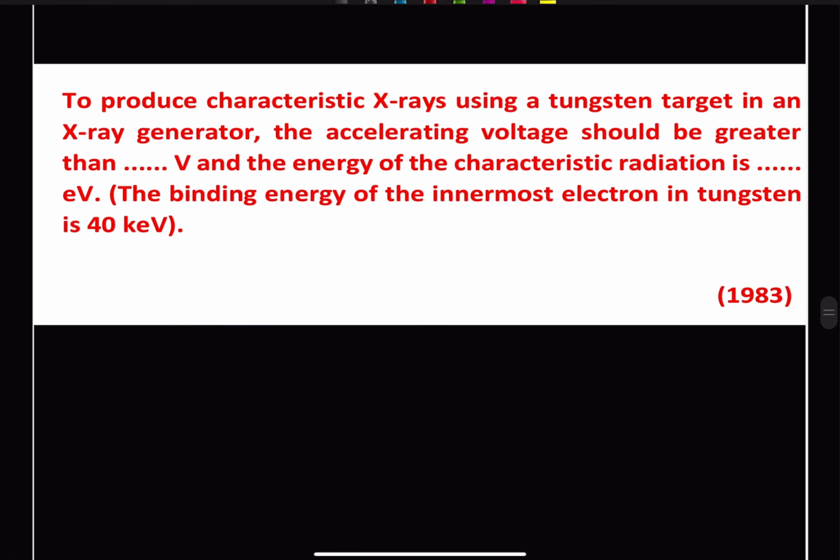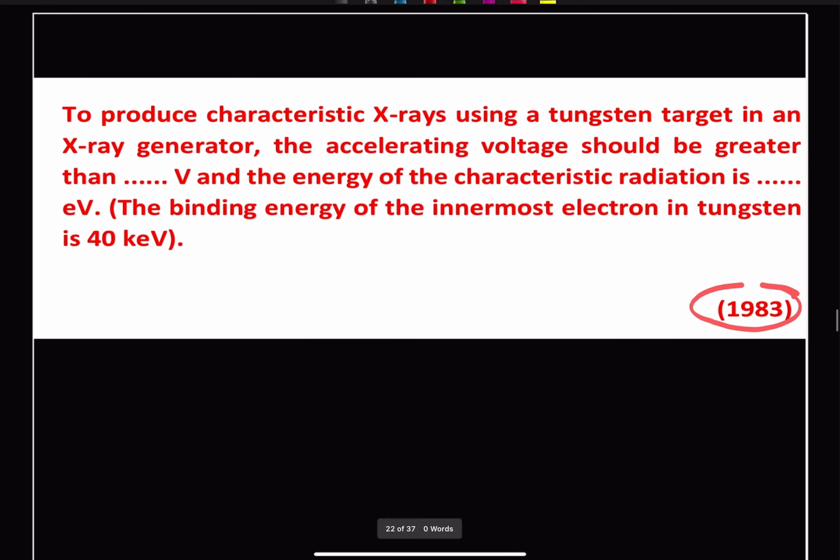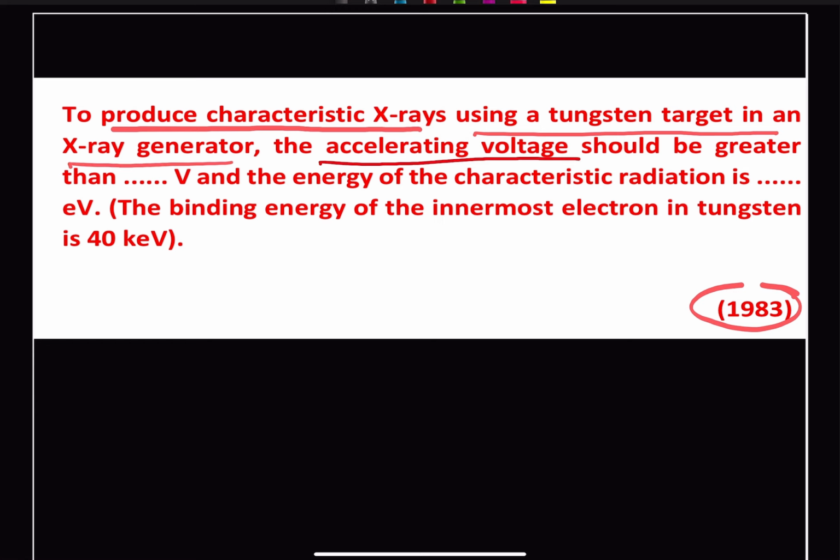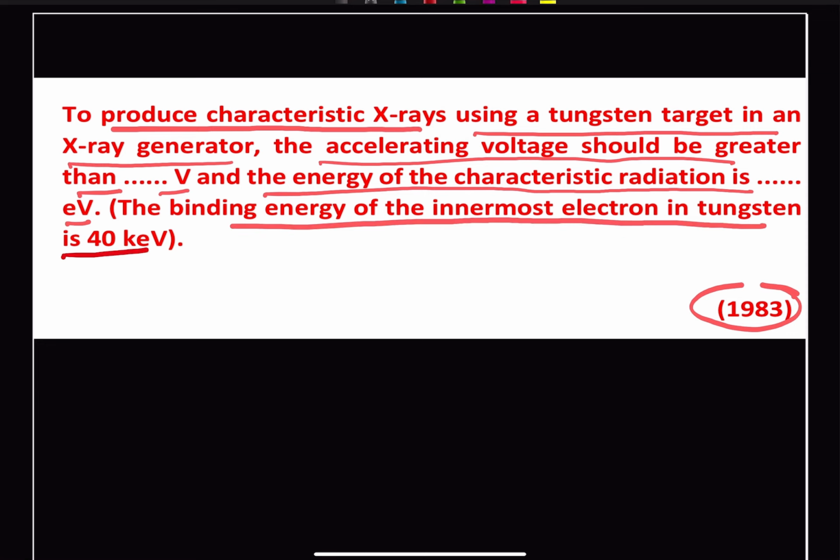It was also asked in the year 1983, and it states that to produce characteristic X-rays using a tungsten target in an X-ray generator, the accelerating voltage should be greater than dash volts, and the energy of the characteristic radiation is dash electron volt. The binding energy of the innermost electron in tungsten is 40 kilo electron volt. So here we are given the binding energy of the electron. And first of all, we are supposed to find out the accelerating voltage.